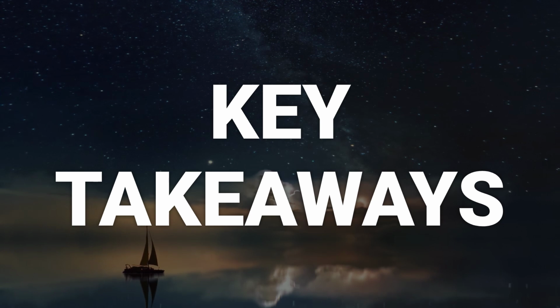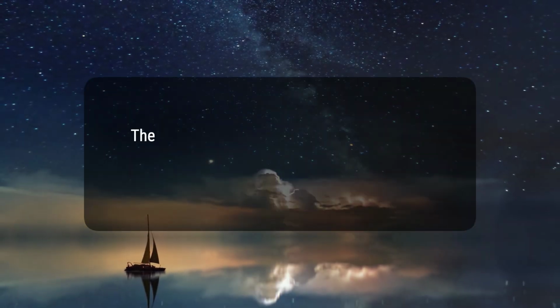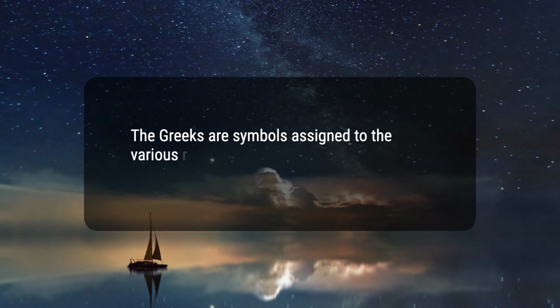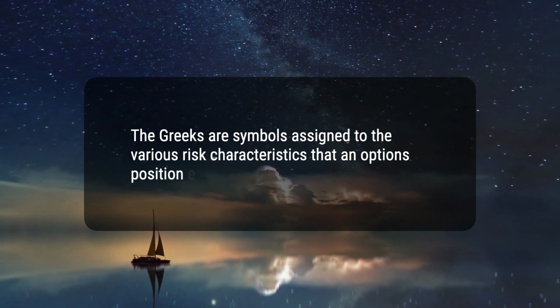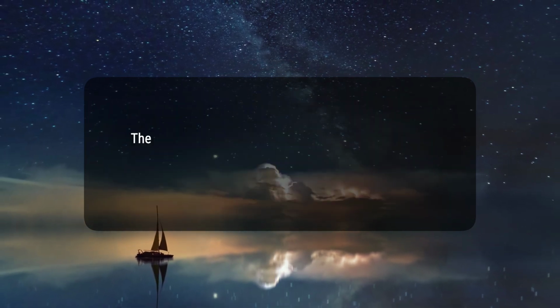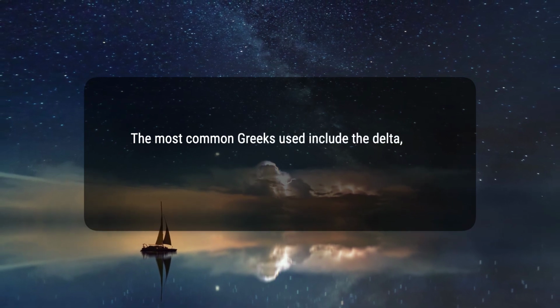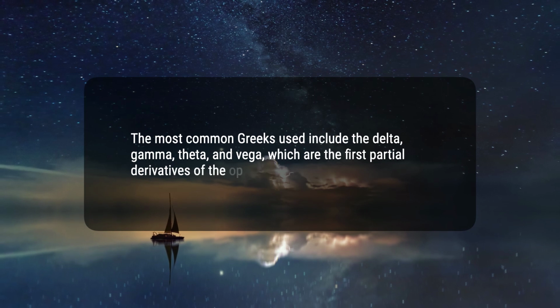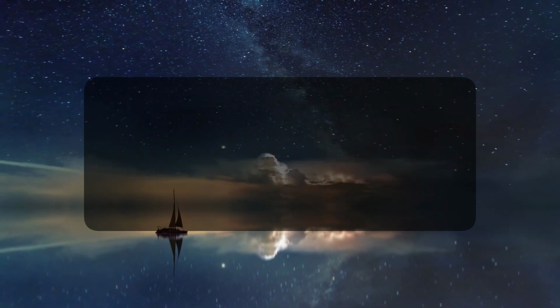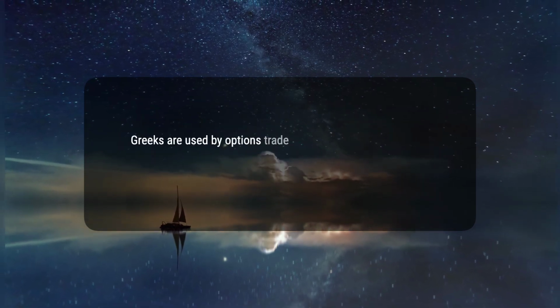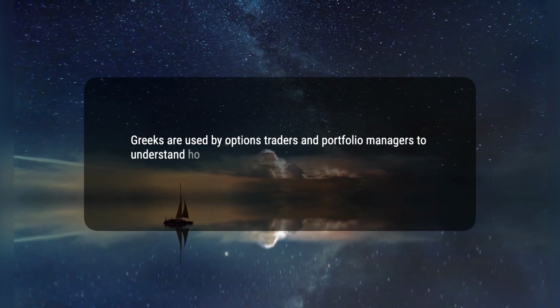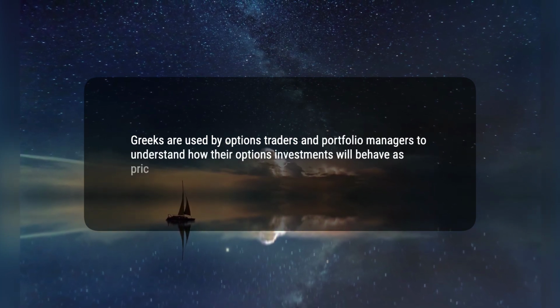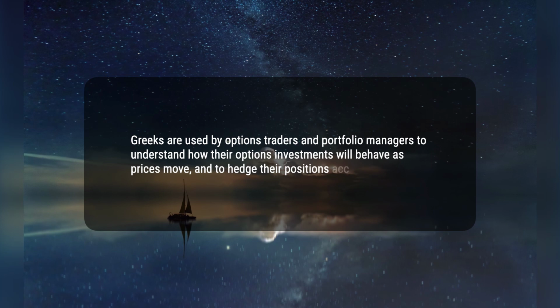Here are 3 key takeaways. 1. The Greeks are symbols assigned to the various risk characteristics that an options position entails. 2. The most common Greeks used include the delta, gamma, theta, and vega, which are the first partial derivatives of the options pricing model. 3. Greeks are used by options traders and portfolio managers to understand how their options investments will behave as prices move, and to hedge their positions accordingly.